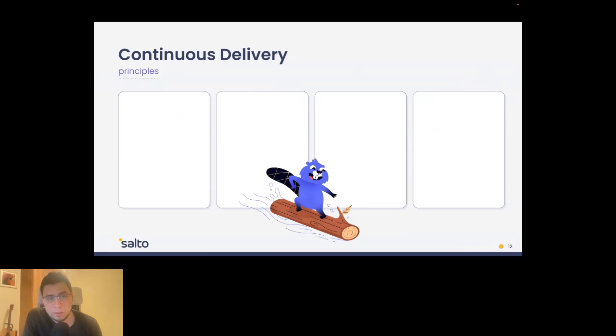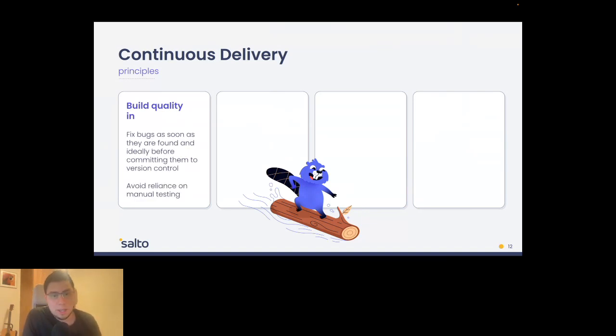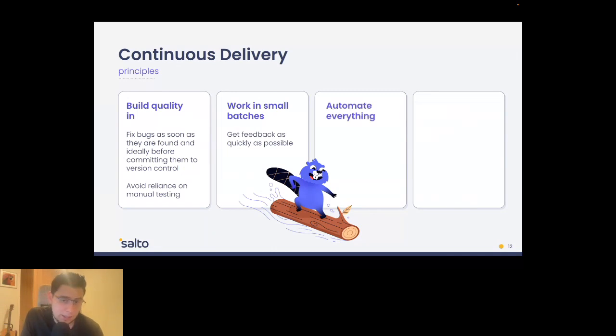Sometimes it is confused with continuous deployment, which is a whole different thing. But as I said, continuous delivery is really a set of principles. The first one being build quality in. And what that means is that you should try to fix bugs as soon as they are found and as close to their source as possible. The other principle is about working in small batches. And we saw this in the example of continuous integration. If we work in small batches, if we're committing frequently, we shorten that feedback loop so that we get feedback as soon as possible.